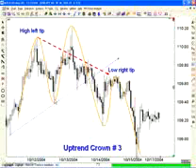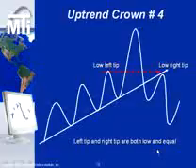High left tip, right tip, breaks the trend line, okay, rallies back up to close to the backside of the trend line, and then falls. Go ahead and put your machine on pause and really take a good look at this. So crown number 3 is high left tip, low right tip.